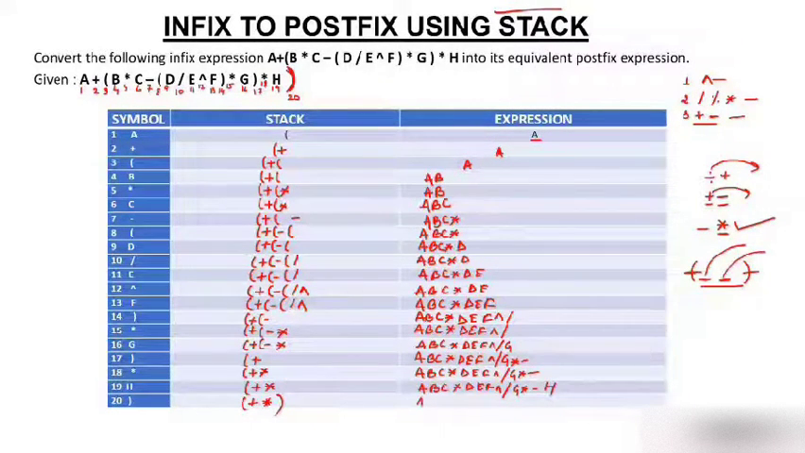Here you have A, B, C multiply. I'll make it very beautiful now. I'll write very clearly. Multiply D, E, F, then power, then divide, then G, then multiply, then minus, then H. Then what will happen? This multiply will come out and it will come to the expression. Then this plus will come out. This will come to the expression.